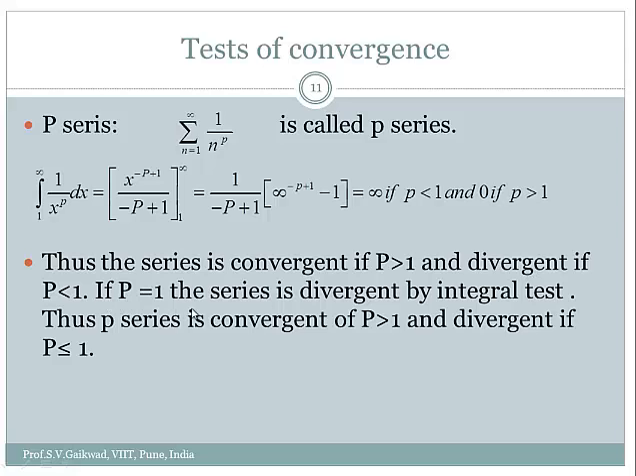If p equals 1, again you can apply the integral test directly, and we will find that the series is divergent. So finally you can say that the P series is convergent if p is greater than 1 and divergent if p is less than or equal to 1. It's an important result: 1 upon n raised to p.